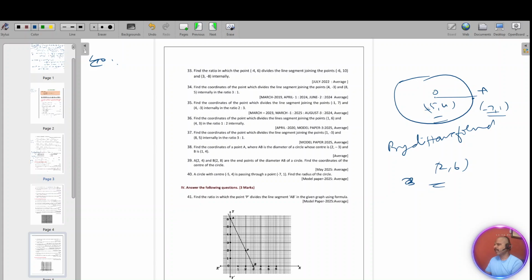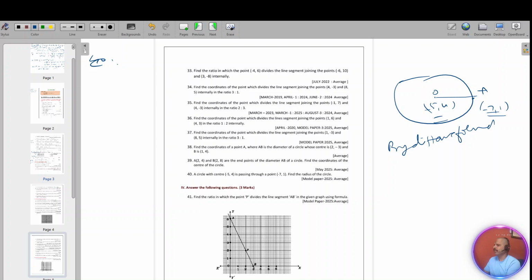Okay, I cannot give the answer from the formula like this. You solve it yourself. See what they say: a circle with center (minus 5, 4) is passing through a point. There is one more point, the circle question 39th. For this one, which is the 40th, I'll complete.